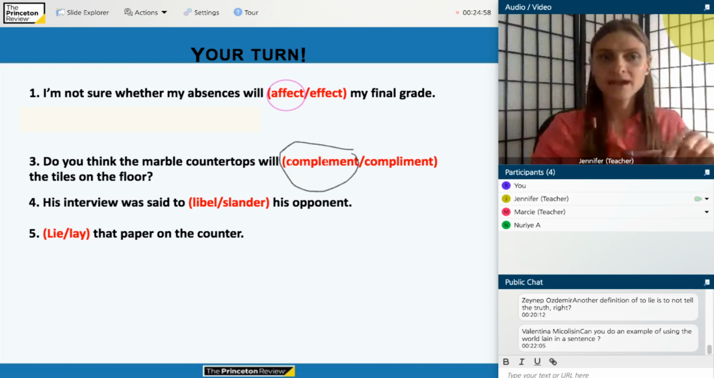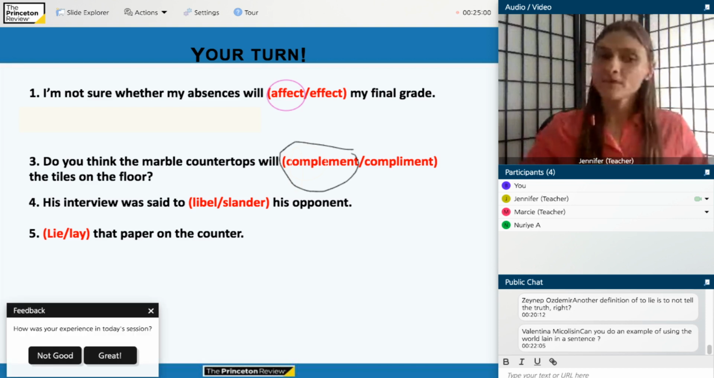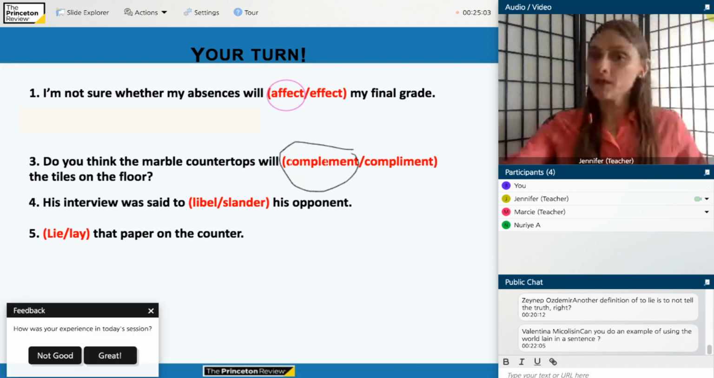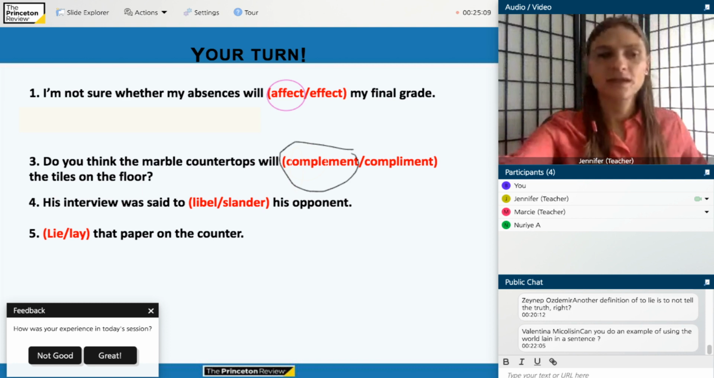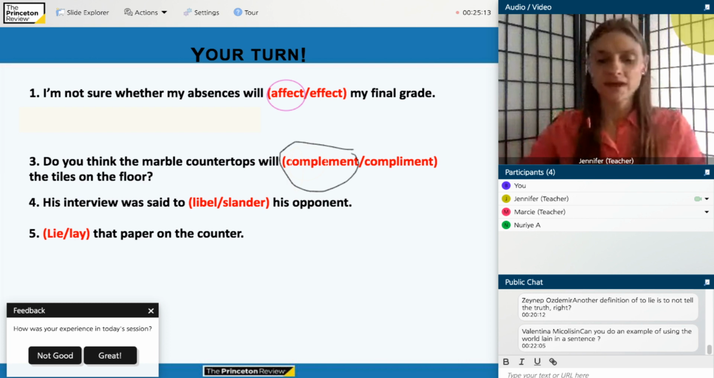And then lie and lay. Lie or lay that paper on the counter. So take a moment to think about this one. Lie it down, lay it down. You want to ask yourself which one has the direct object. Is it lie or lay? And do you have a direct object in the sentence?